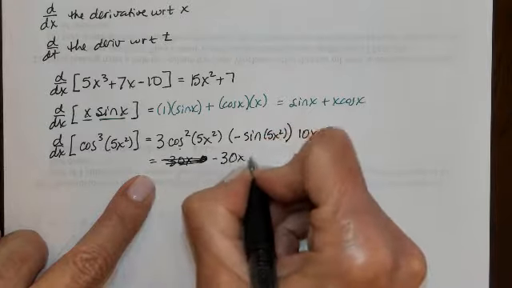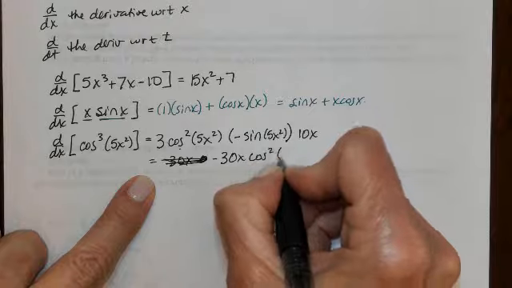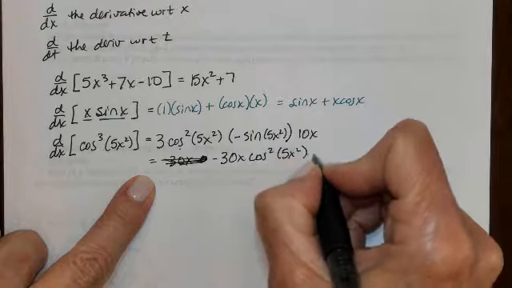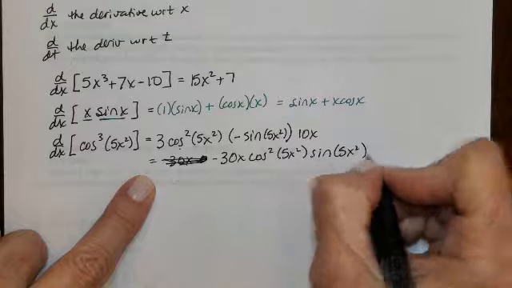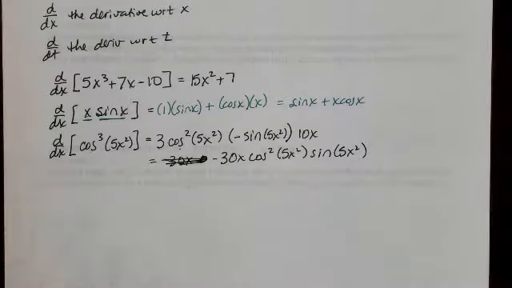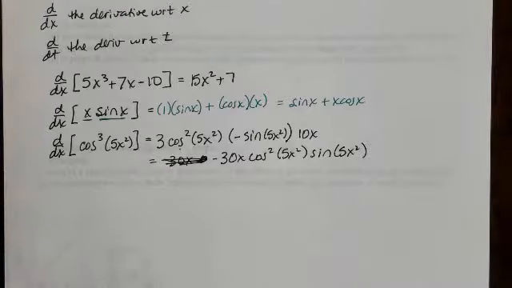Negative 30x cosine squared 5x squared sine of 5x squared. And that would be that derivative. So let's just take a pause there. These are all things that we've already done.